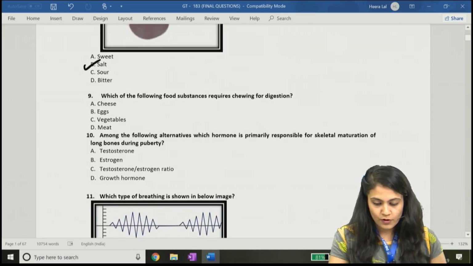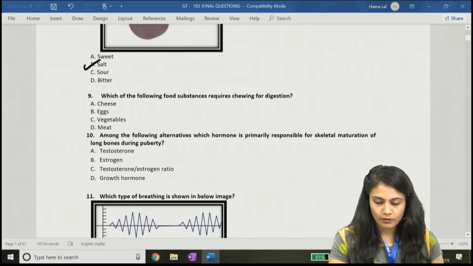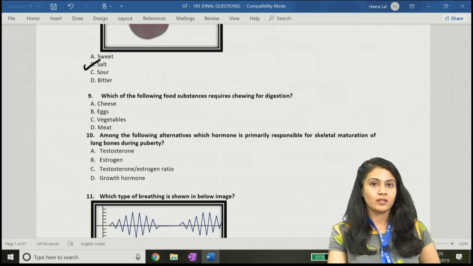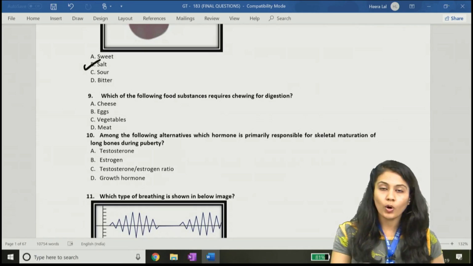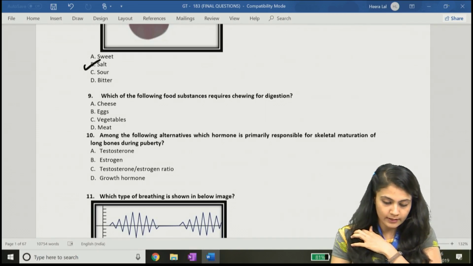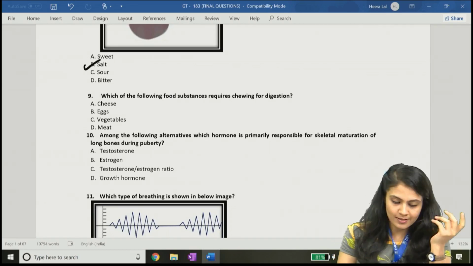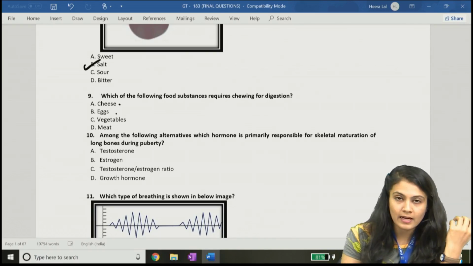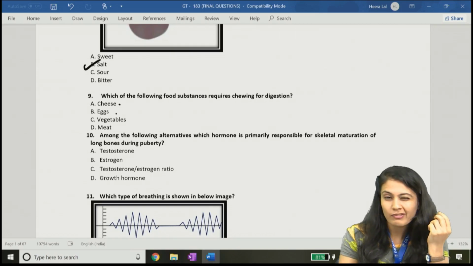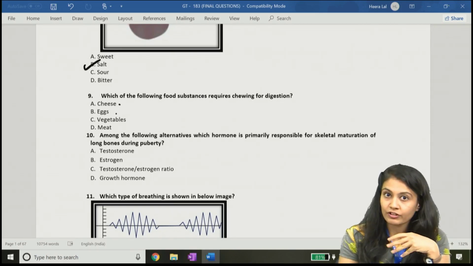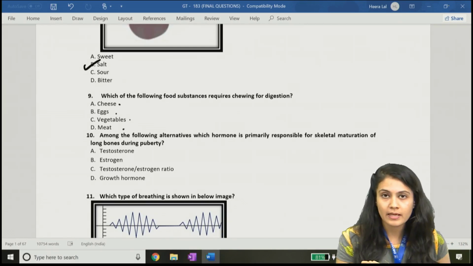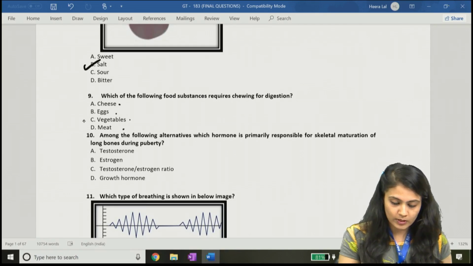Moving to the next question, which of the following food substances requires chewing for digestion? Basically all food substances need chewing, but what if we swallow it without chewing? So over here the cheese and eggs. Cheese is very soft, and the eggs, they are usually talking about raw eggs. They are in liquid, semi-liquid form, so we can swallow them directly without chewing. We have to see the concept about the vegetables and meat. The answer over here is vegetable.